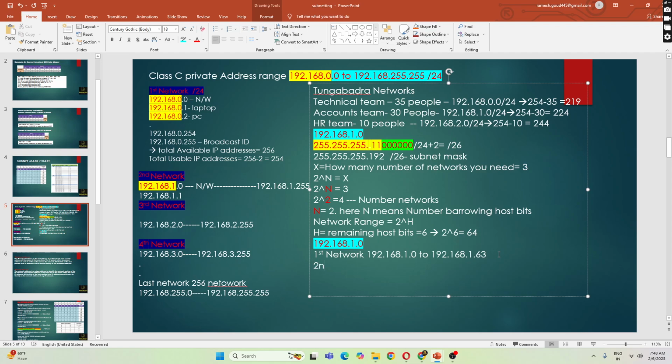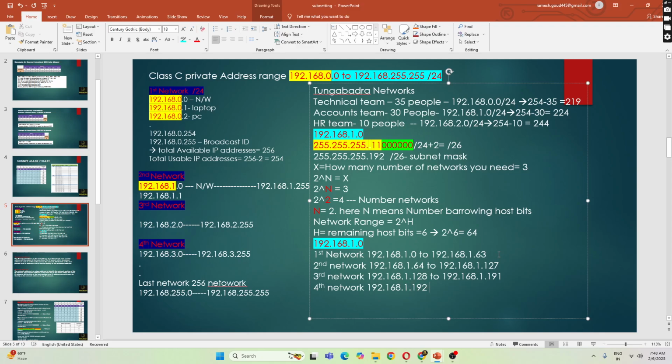And tell me the second network now. 192.168.1.64 to 127. Very good. And now, what is the third network? 128 to 192. Are you sure, 192 or 191? 191. And now, what is the fourth network? 192 to 192.168.1.255. This is the last network.